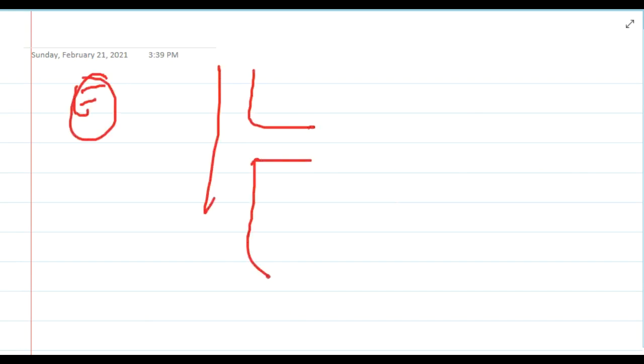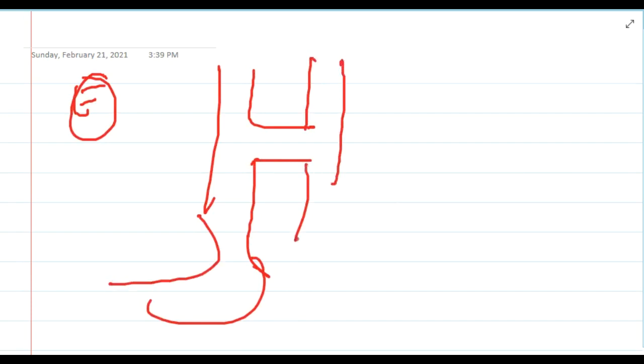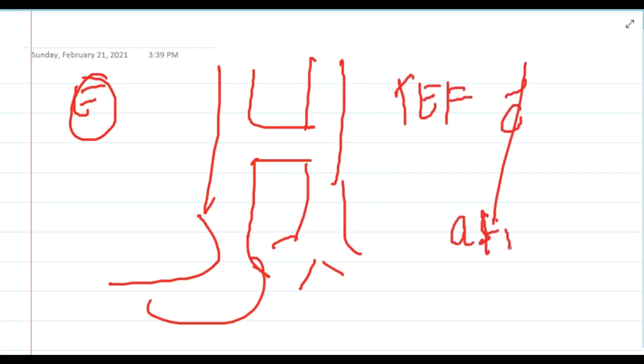Then we have type E. In type E, only the tracheoesophageal fistula is present. There is no atresia. This is tracheoesophageal fistula without atresia. So these are the 5 types of tracheoesophageal fistula.